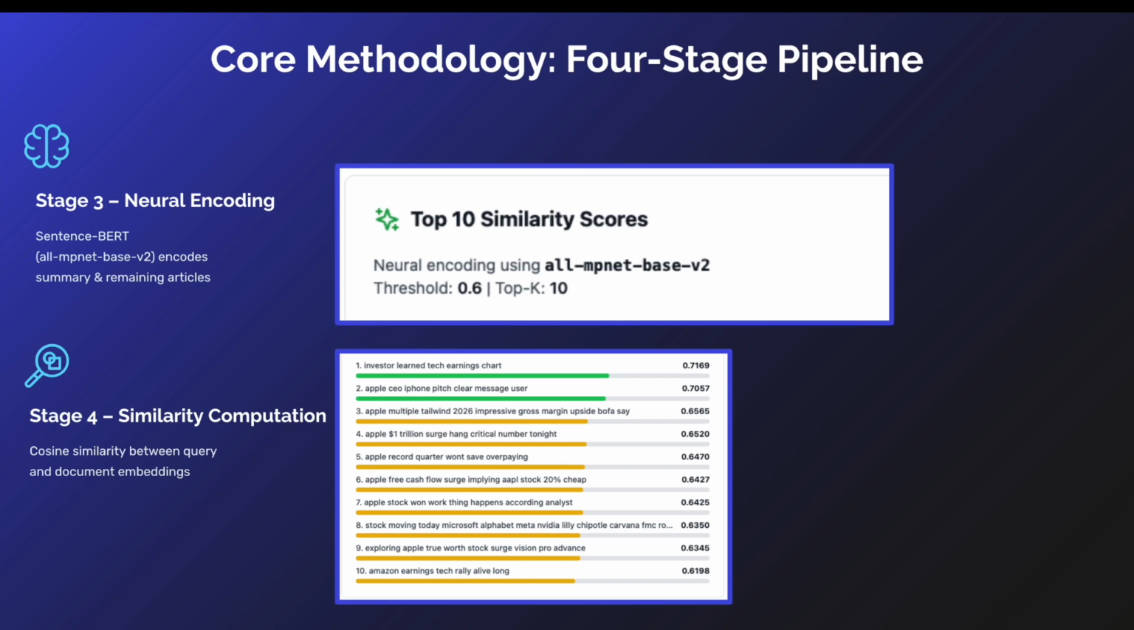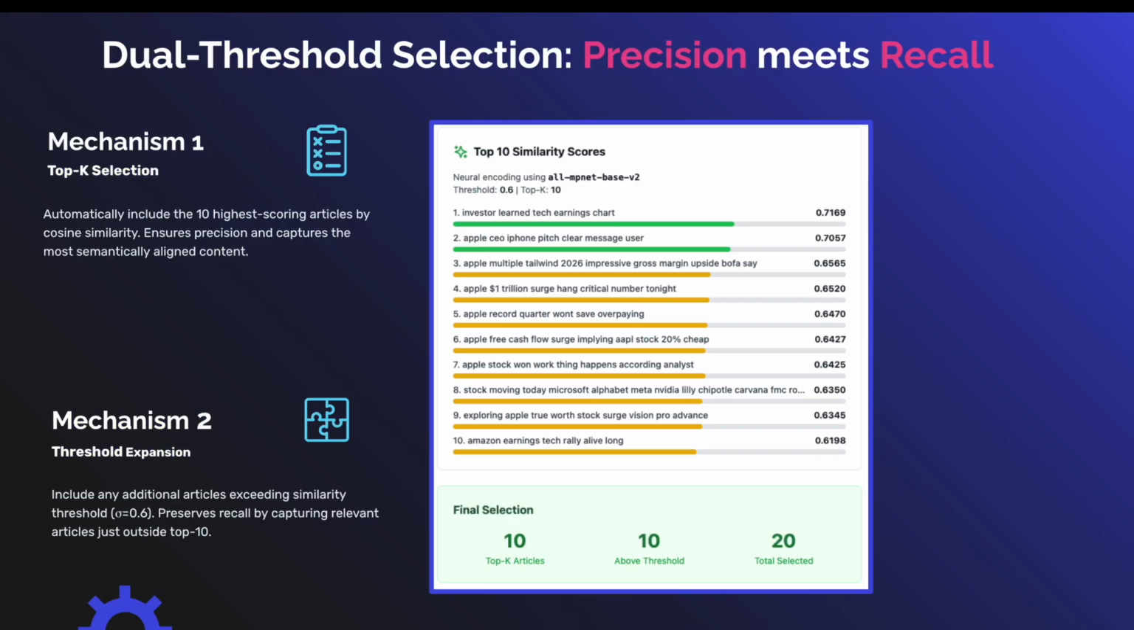Stage 3 involves a neural encoding. Sentence BERT is used to encode the summary, and then this is used to calculate a similarity score with the remaining articles. The similarity score used is a cosine similarity. The main feature of this is precision and recall.